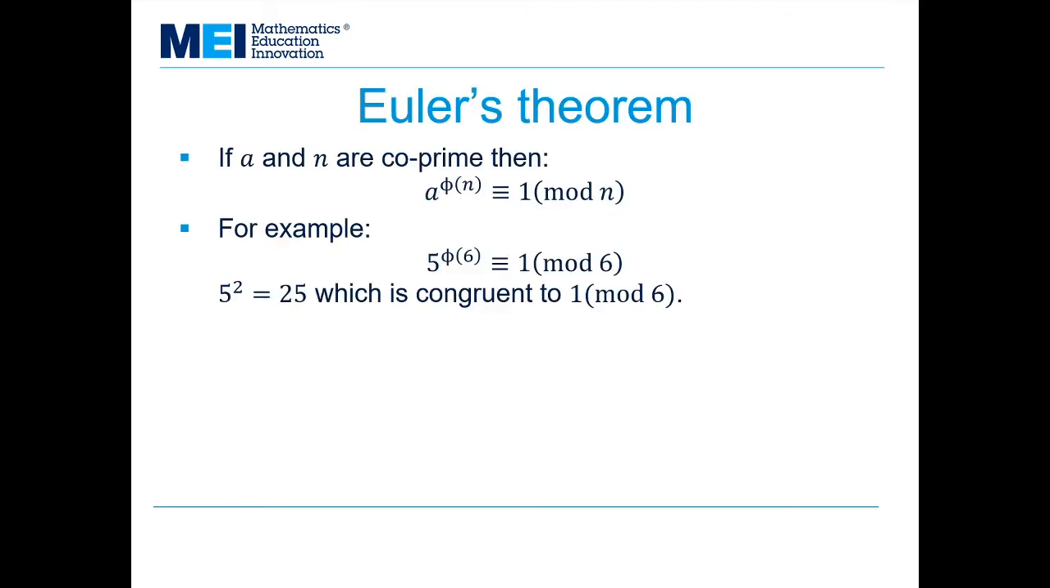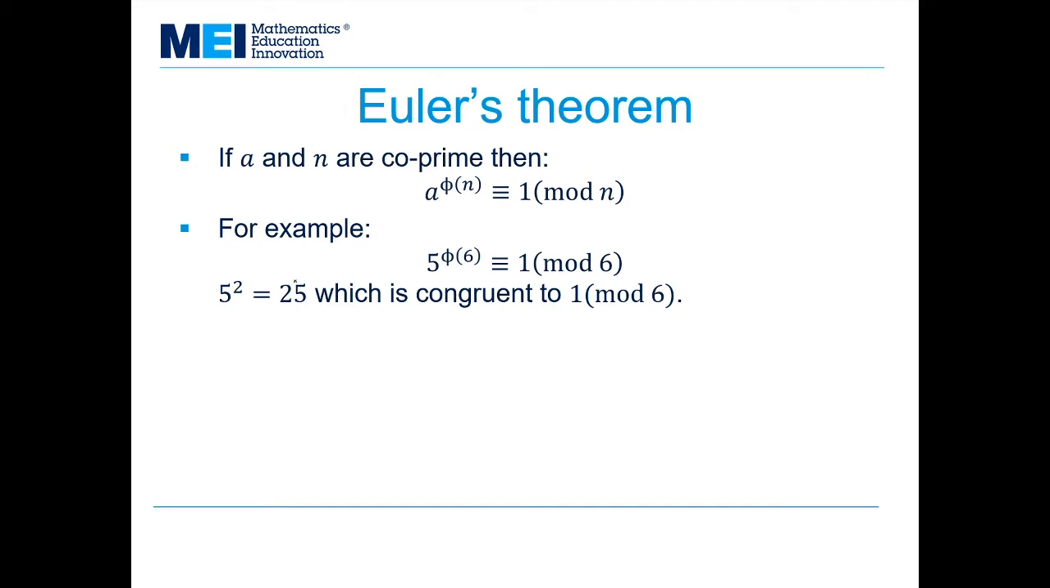Euler's theorem is as follows. If a and n are coprime, then a raised to the power of phi of n is congruent to 1 mod n. So, for example, in the case n equals 6, if we wanted to know what you get when you raise 5 to the power of phi of 6, it would be 1 mod 6. And we can check that. We know that phi of 6 is 2, and so 5 squared is 25, which is congruent to 1 mod 6.